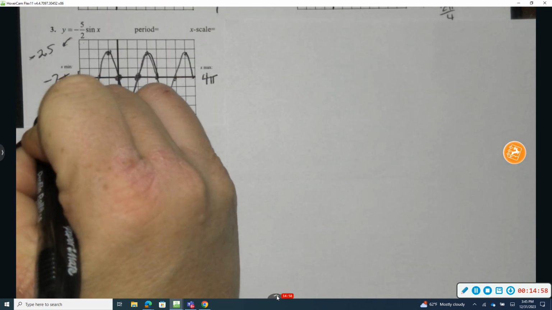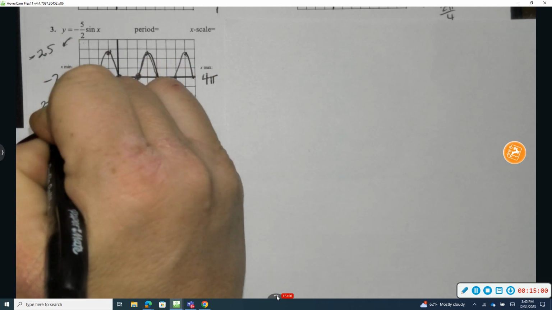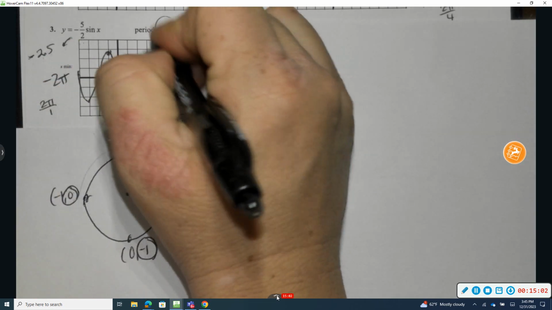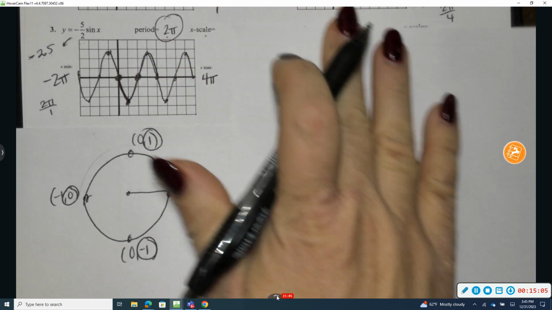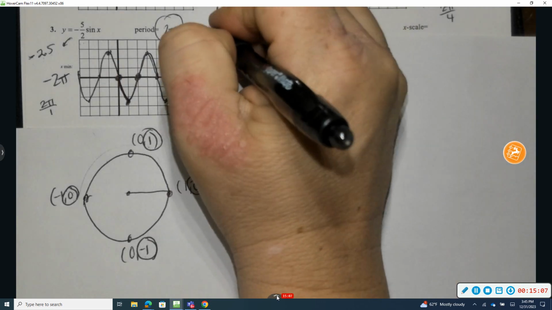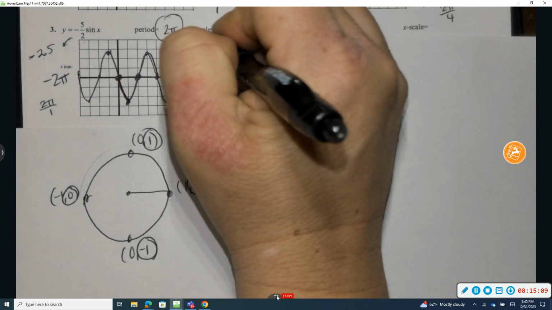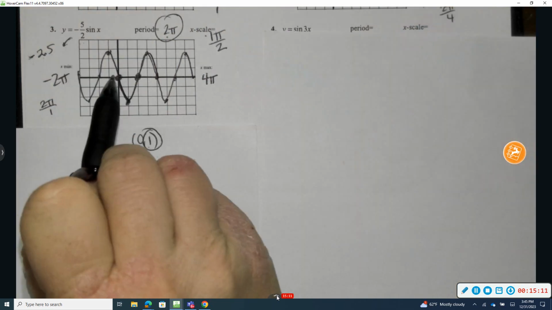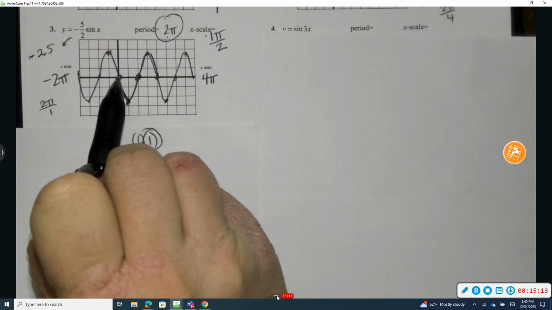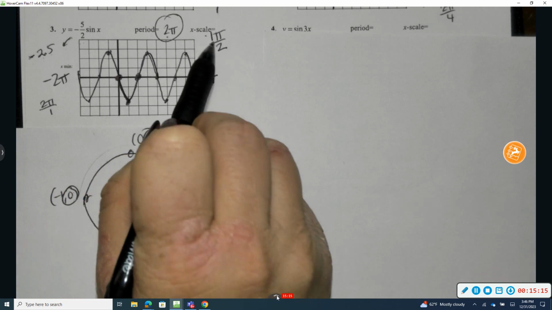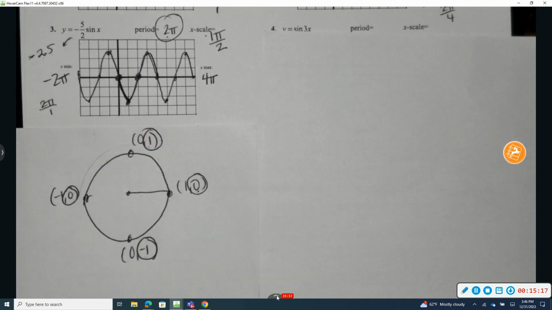Now the period length, we're going to take 2 pi and divide it by the number in front of the x, which is a 1, still end up with 2 pi. And the scale length, when we divide this by 4, we get 2 pi over 4, which reduces to 1 pi over 2, or pi over 2. That means that each one of these lengths for a step along this horizontal axis is a distance of 1 pi over 2.